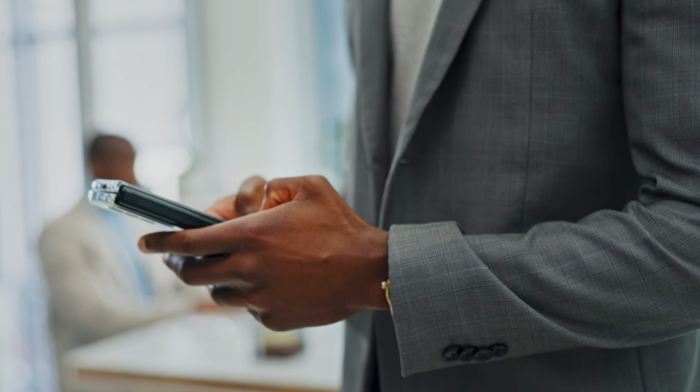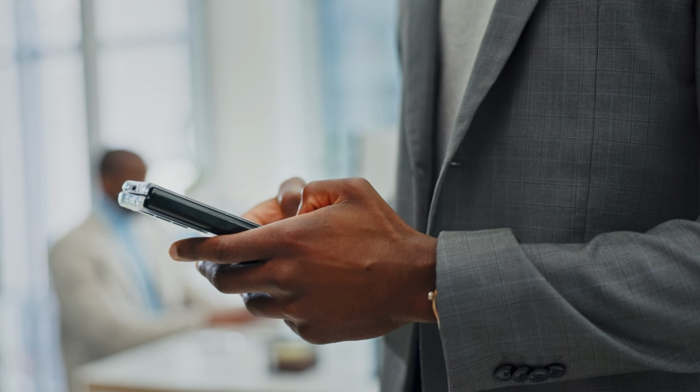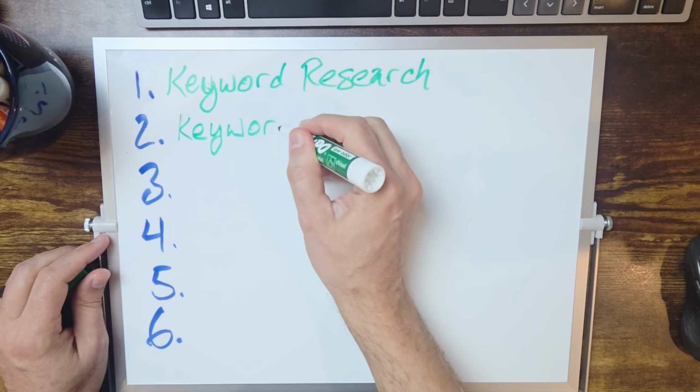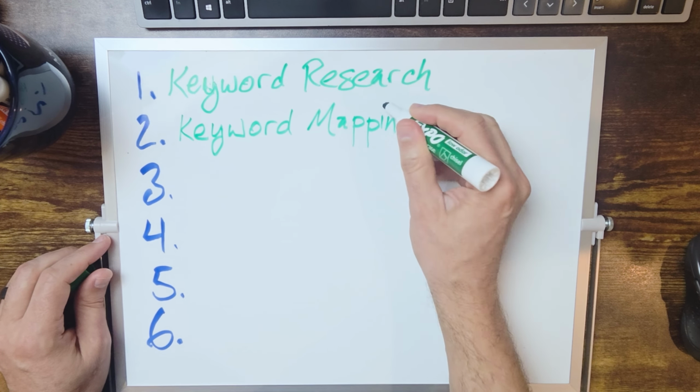So once you've validated demand and intent, the next question becomes, where does the keyword actually belong on your site? Putting the right keyword on the wrong page is another way to waste your time. And that's where keyword mapping comes in. Step 2, keyword mapping, putting the right keyword on the right page.